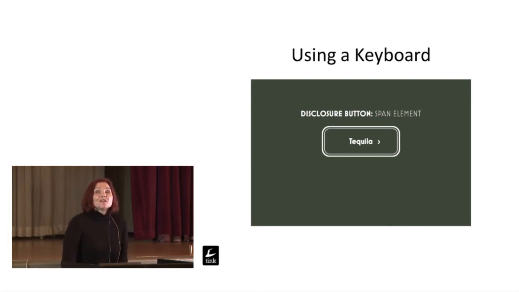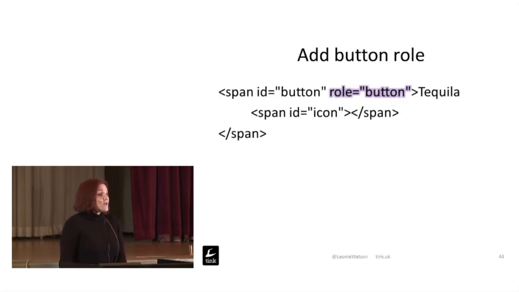So what we're going to do, we're going to fix it. We're going to use some ARIA, and we're going to start with the role attribute. And we're going to put it on the span, give it a value of button. So now in the DOM, this is still a span, but in the accessibility tree, this is now recognized as a button, and assistive technologies can treat it as such.